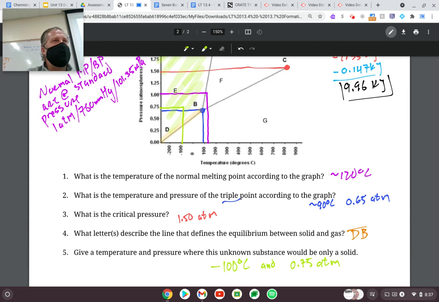Now, again, you're probably going to want to make sure that you have reviewed that video because there's other points on this graph that you're expected to know, but they weren't asked here. So does anybody have any questions about this graph?